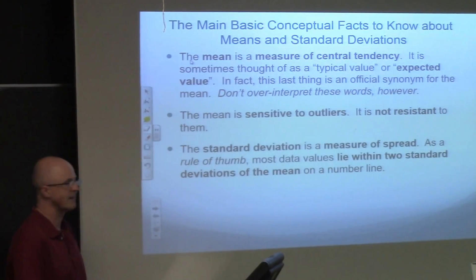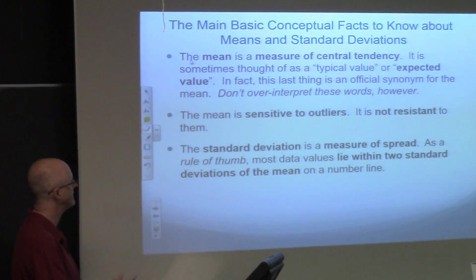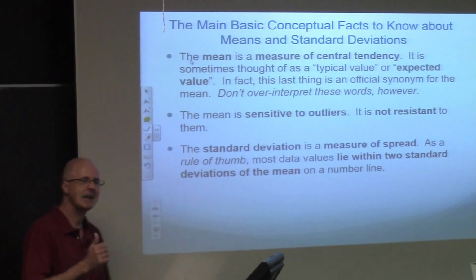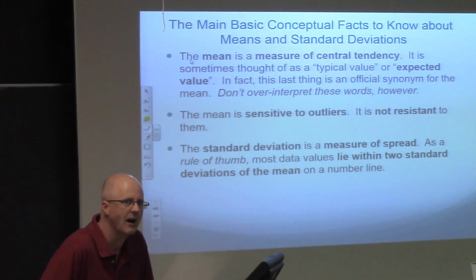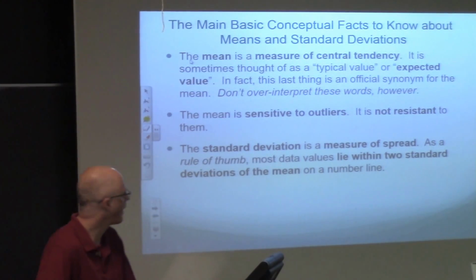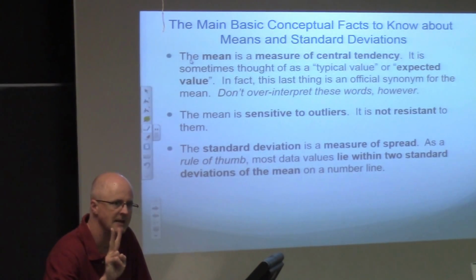The standard deviation is the measure of spread, central tendency versus spread. Mean measures central tendency, standard deviation measures spread. As a rule of thumb, here's our first basic interpretation of the meaning of the value of standard deviation. As a rule of thumb, most data values lie within 2 standard deviations of the mean.